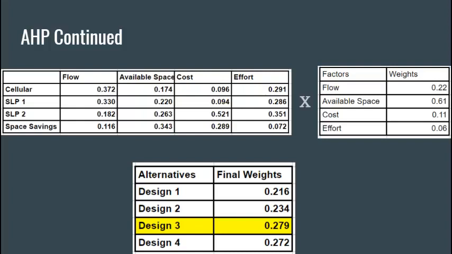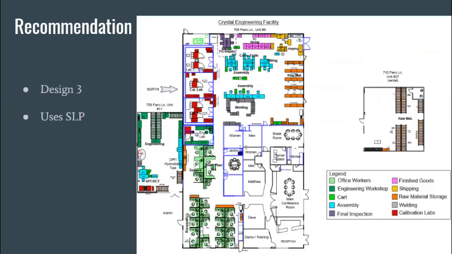After evaluating the layouts based on each of the factors, the resulting matrix on the left was multiplied by the weight of the factors on the right to determine the optimal layout. The resulting weights for the alternatives are below. After using analytical hierarchy process to determine the optimal layout, our highest score came from design number 3.